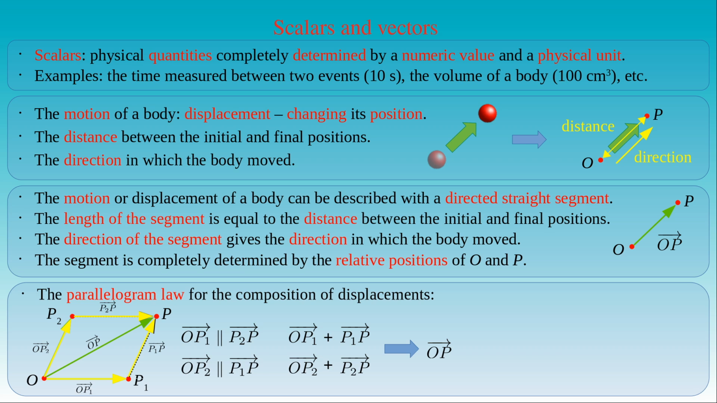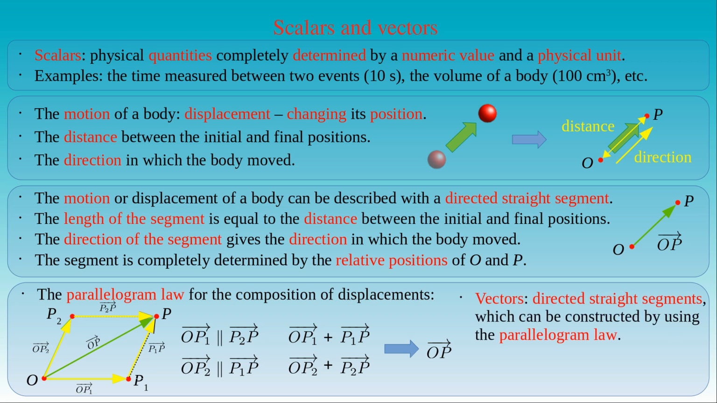constructed from these displacements. Now we can define vectors as such directed straight segments or displacements, which can be constructed by using the parallelogram law. Here the displacement OP is a vector. Furthermore, we can find such displacements which can be used to construct the displacements OP1 and OP2 as well. This shows that OP1 and OP2 are also vectors, and we can conclude that any general spatial displacement is a vector. However, not every directed straight segment is a vector.